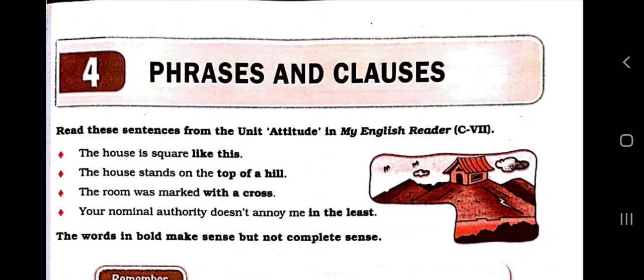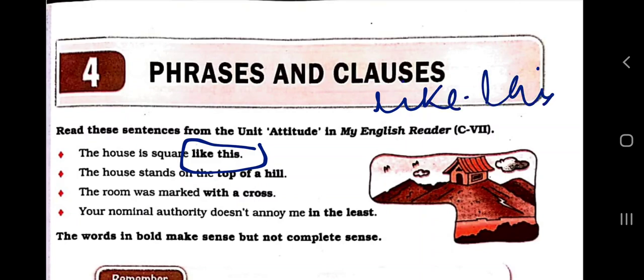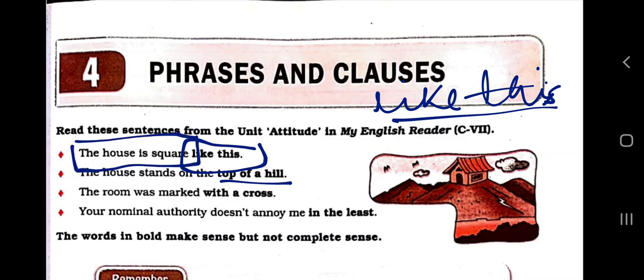The house is square like this. Now see this part. If I say just "like this", is it giving any sense? It is not giving any sense. "Top of a hill", it is not giving. If I write only "the house is square", it is giving complete sense. But it is adding more meaning to the sentence, that what kind of house is that? It is like this. If I write only "like this", it does not give complete sense. Whereas if I write this part of the sentence, "the house is square", it has a subject and it has a verb, so it is giving complete sense, right?